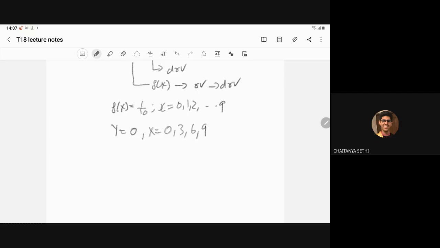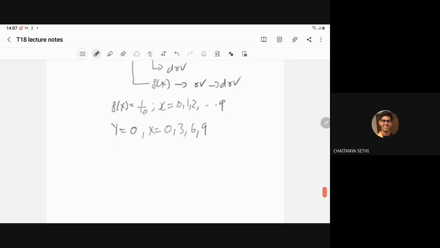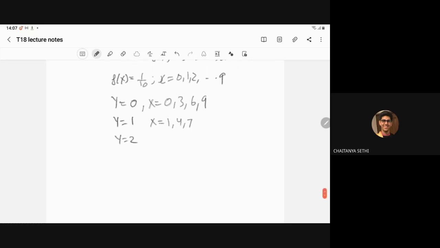So when you divide these digits by 3, modulo 3, it is given to you that y is equal to x modulo 3. So you will get the remainder 0 when x is 0, 3, 6, 9. Y is equal to 1 when you have 1 as a remainder, when x is equal to 1, 4, 7. Similarly, y is equal to 2 when we have the remainder 2, when x is equal to 2, 5 and 8. So when you divide 2, 5, 8 by 3, the remainder will be equal to 2.